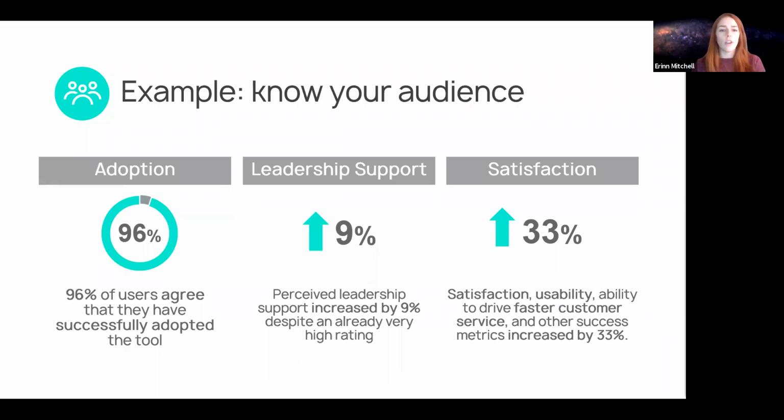So I took those 3 graphs and I summarized what each graph was telling them. This is a perfect example of those KPIs, key performance indicators. They're high level, they're gonna stick, they're good, they're bad, and then with a brief description below. So 96% adoption, an increase in leadership support by 9%, and an increase in overall satisfaction by 33%.